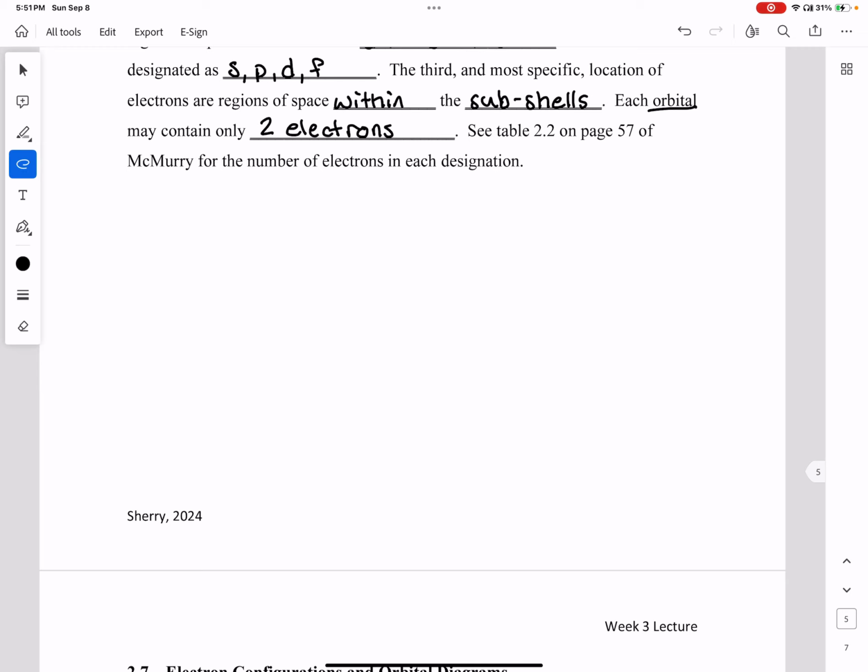So what does that look like? So I'm drawing a Cartesian plane, trying to draw it three-dimensional. And here's an s orbital. Okay, and it's spherical. Okay, so this is called the s subshell, and it only has one orbital in it, the s orbital.